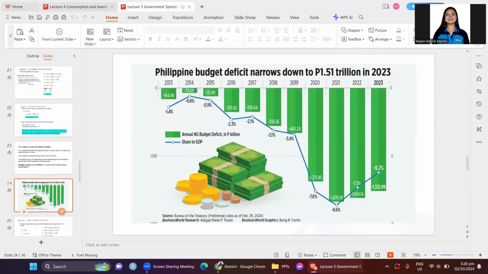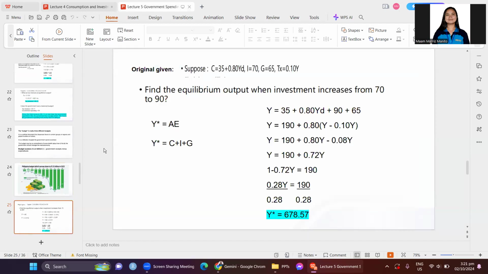In the Philippines, just an additional lang information. In the Philippines, as of 2023, there is a deficit in the budget. Makikita naman siya sa trend, no? We have a deficit of negative 6.2% in our budget. This information is from the source, Bureau of the Treasury. Okay, let's continue with answering the question.